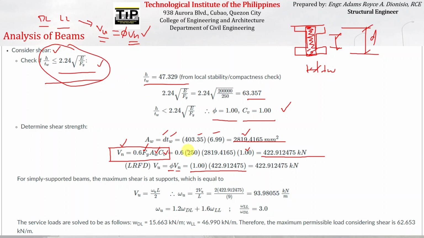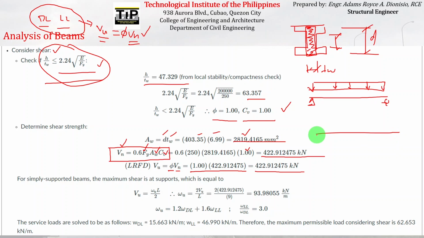So meaning there is no reduction on strength at all with respect to shear if the width thickness ratio is within these limits. Okay, so the ultimate shear force that will be produced by these dead loads and live loads must be equal or less than 422.91 kilonewton. Okay, so therefore, if we will try to find the corresponding maximum shear force that will be induced by a uniformly distributed load, if we will try to draw the shear diagram of this given loading, we can easily see that the maximum shear force is actually acting at the support.